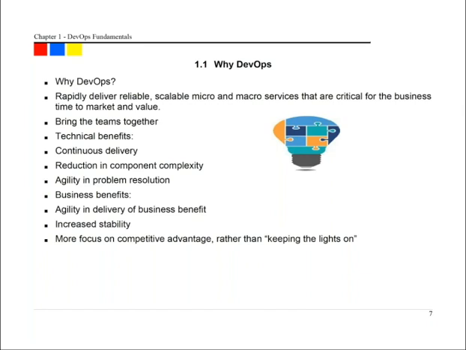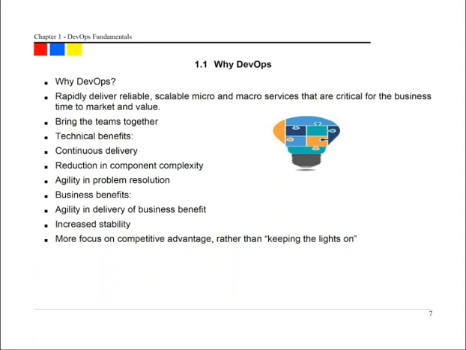We have both business and technical benefits out of DevOps. Now, the technical benefits are around things like continuous delivery, the ability to deliver software relatively continuously rather than in big, giant, scary chunks. Reduction in the complexity of the things that we're dealing with. We tend to deal with things in smaller chunks that are simpler and therefore easier to manage. Greater agility in problem resolution. And the technical benefits go on and on.